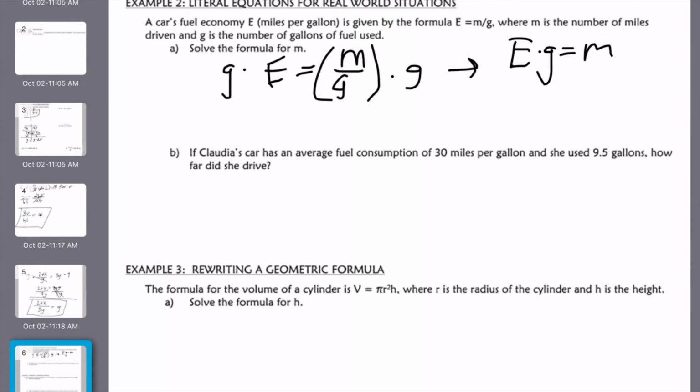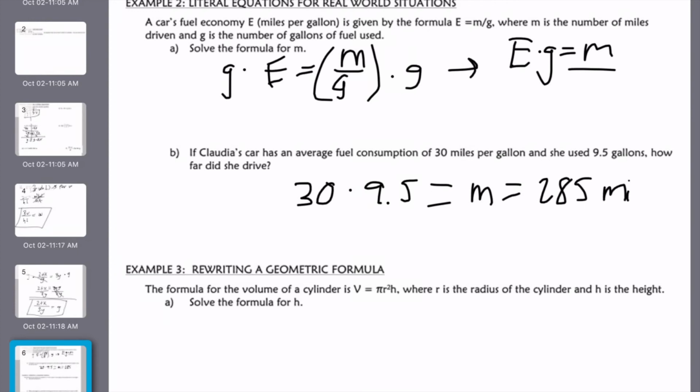So my fuel economy, my miles per gallon, times the number of gallons will tell me how many miles I've driven. If Claudia's car has an average fuel consumption of 30 miles per gallon and she used 9.5 gallons, how far did she drive? So I know her fuel consumption is 30. She used 9.5 gallons. How many miles did she drive? So this is 30 times 9.5, and that is going to give me M, which is 285. So she drove 285 miles.